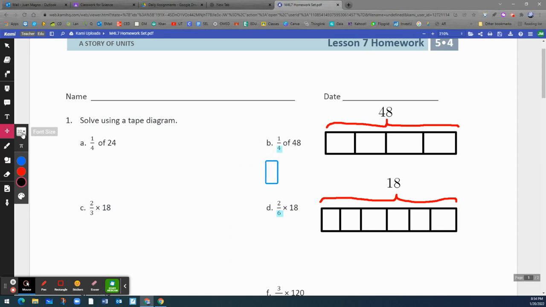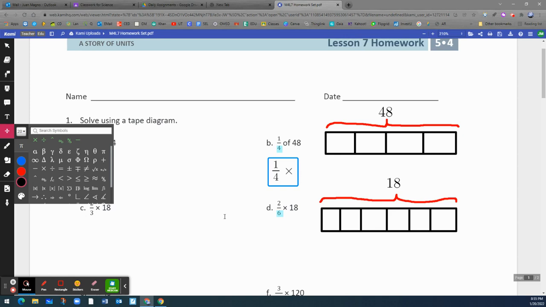Well, let me change this size because it's too big. So that will change to one fourth times 48. Okay, that will be 48, and we could give the 48 a 1 because remember, a whole number always has a 1 under it. When you do the math on this one, it's going to be 48 over 4. And this is a division.